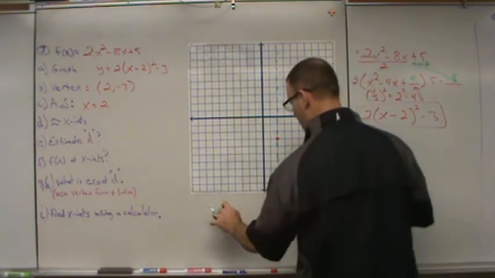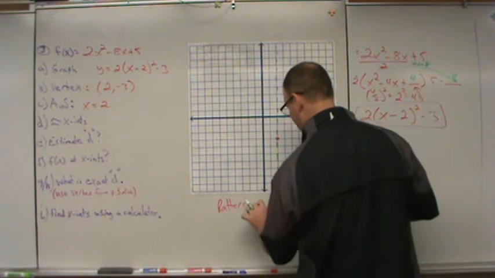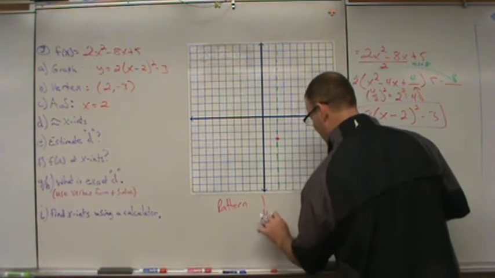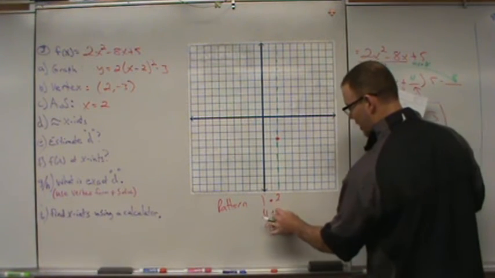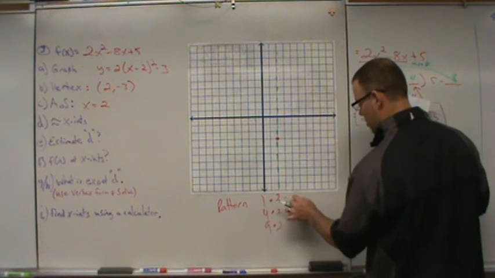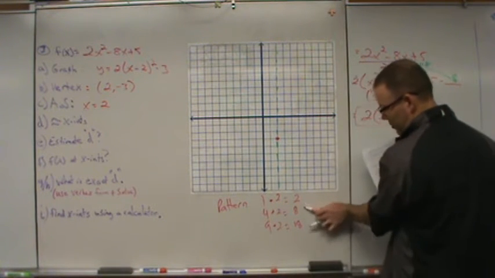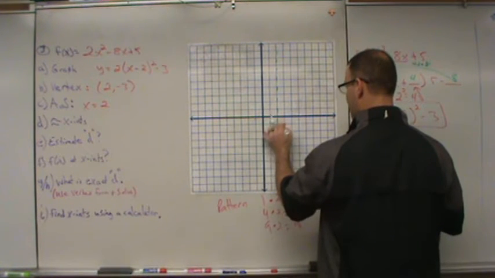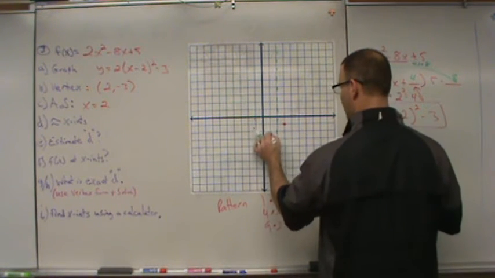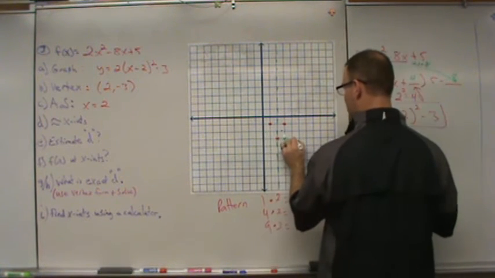Well, you got to remember, the pattern now has changed. The pattern is usually 1, 4, and 9, but the pattern is dictated by the a value. Here the a value is 2, so it changes my outputs. So 2, 8, and 18. I'm probably only going to be able to graph these 2 points here. So I'm going to go over 1 and up 2, left 1 and up 2, and then I'm going to go right 2 and up 8.